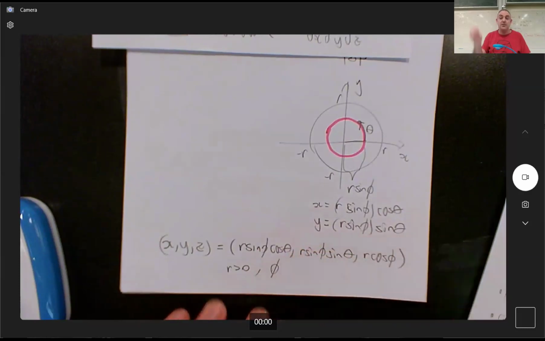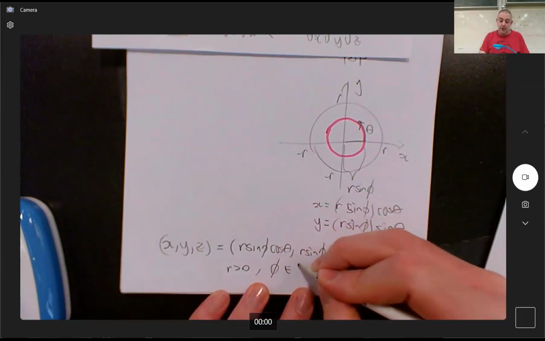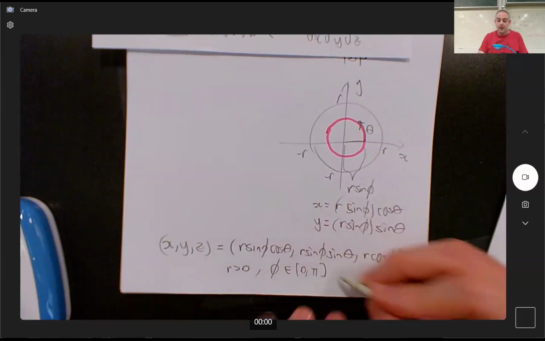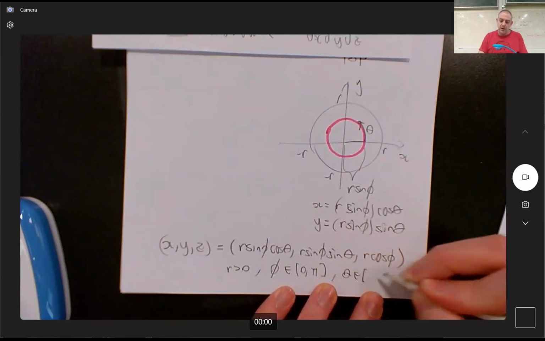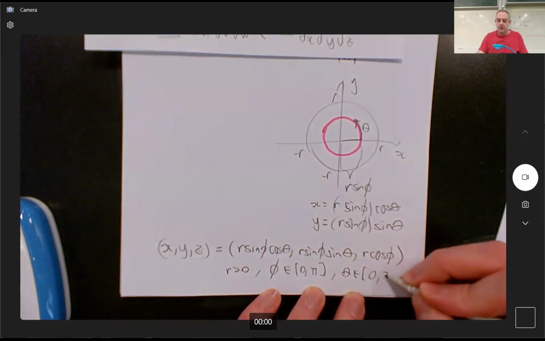And the phi is measured from the top down. And so phi goes from 0 to pi. And the theta is measured around this circle. So it goes from 0 to 2 pi.